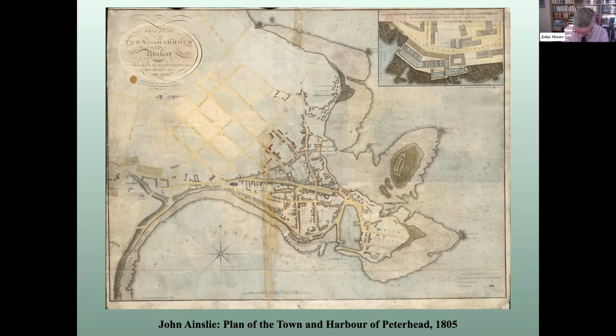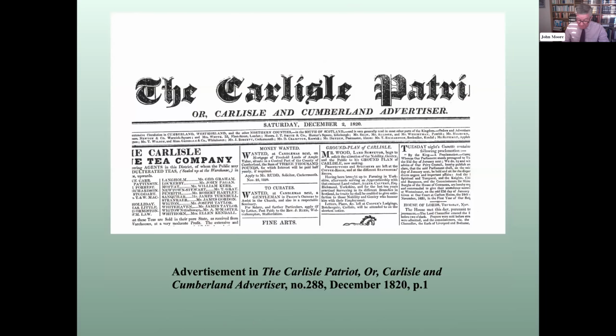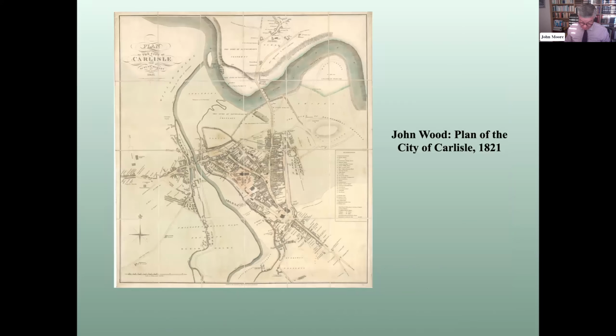It would be tempting to surmise that the failure of this project was the spur to Wood turning his attention increasingly to the mapping of towns south of the border, but the evidence suggests a more complex reality. Even before Wood approached the Dundee Council, he'd advertised his plan of Carlisle in the local press, and the resultant plan appeared in the same year as his Dundee map.